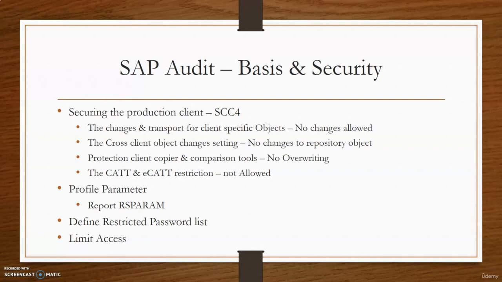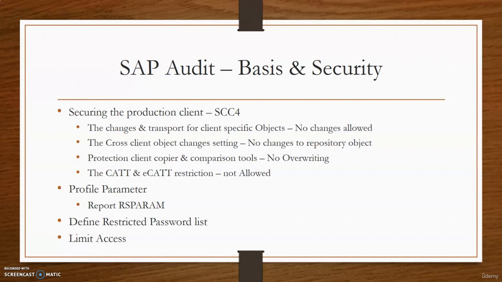During an audit, the auditor will likely want to view the production client setting, which can be obtained through transaction code SCC4. If we go to transaction code SCC4, there are multiple settings that we need to check. One is the client role, which should be production. The second is change and transport for client-specific objects, which should be no changes allowed. The third is cross-client object changes, which should be no changes allowed to repository objects. The fourth is protection for client copier and comparison tools, where the protection level should be 1, meaning no overwriting is allowed.